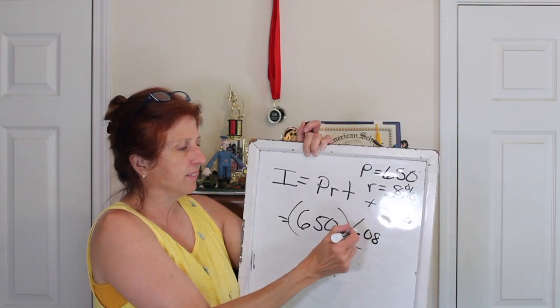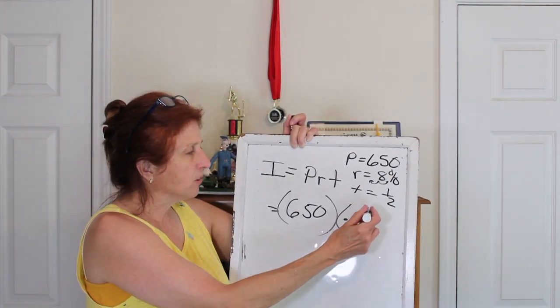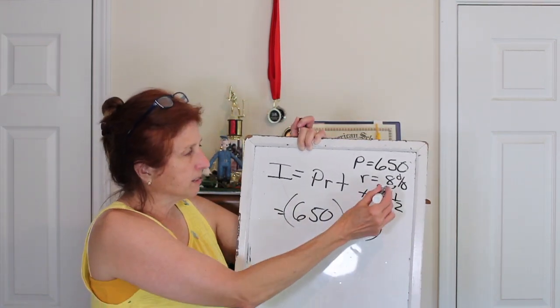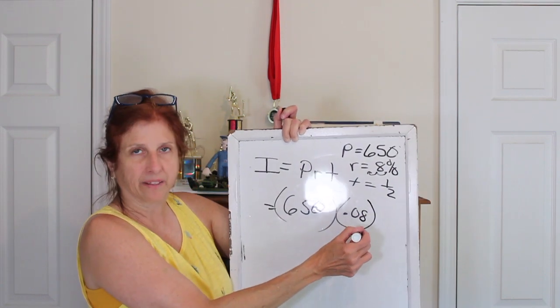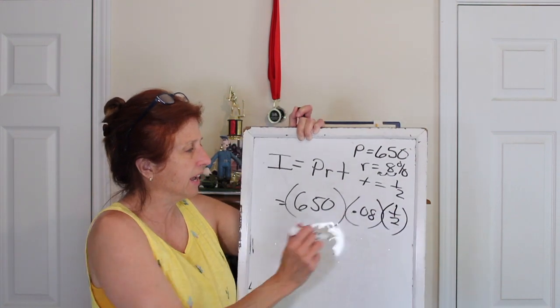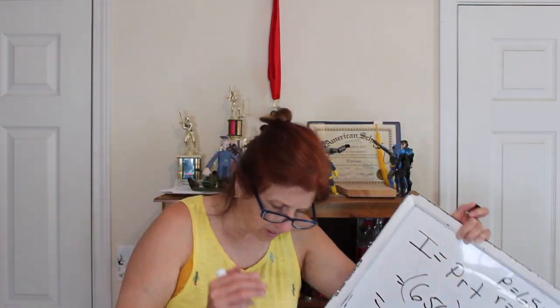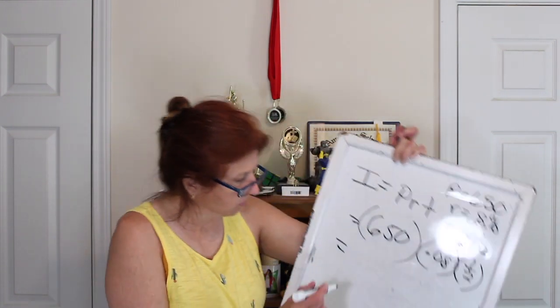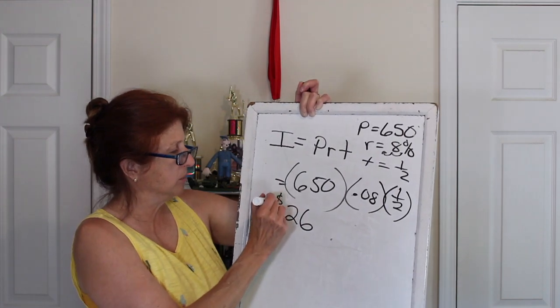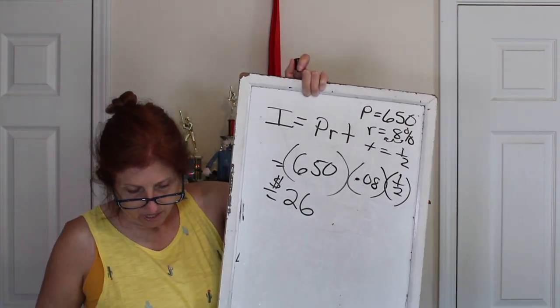This place doesn't have anything there, so I have to put a 0. It's called augmenting zeros. I had to move it 2 places, and you don't leave a blank there. You put a 0, just to hold the place. And then times the time, which is 1/2 of a year. Multiply all of those together, and you should get that you would end up with $26. Ta-da! All right.